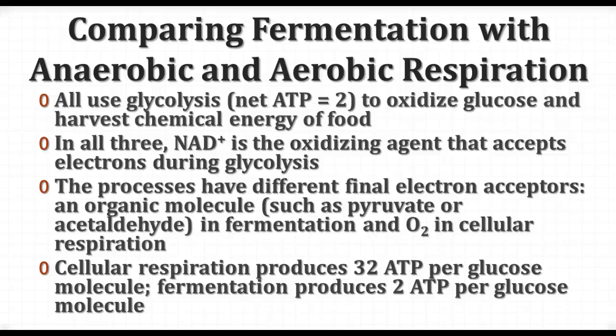In fermentation, the final electron acceptor will be an organic molecule, the pyruvate or the acetaldehyde. And in cellular respiration, it will be the oxygen that produces water. In cellular respiration, we get 32 to 36 or 38 ATPs per glucose molecule. In fermentation, we only get 2 ATPs per glucose molecule. So there's a big difference in the amount of energy produced via fermentation, but fermentation is beneficial in that it allows glycolysis to continue and a little bit of ATP to be produced rather than none at all.